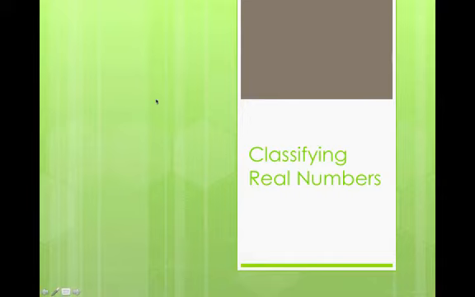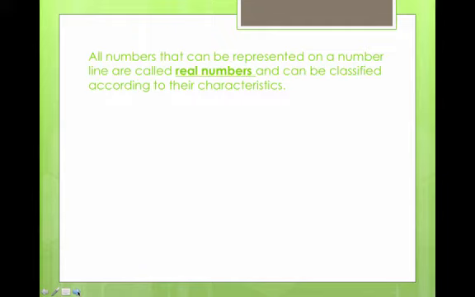Okay, so we are looking at classifying real numbers. All numbers that can be represented on a number line are called real numbers. We touched on this a little bit before when we talked about having a square root of a negative number. That is not a real number. We cannot have that. But we will later on in Algebra 2 come up with imaginary numbers. But we've got different classifications for those real numbers.